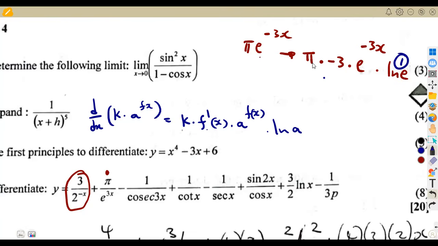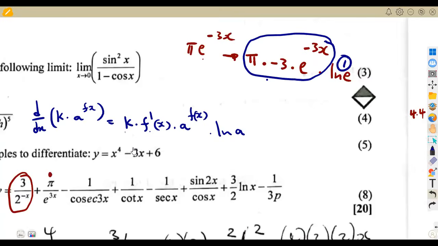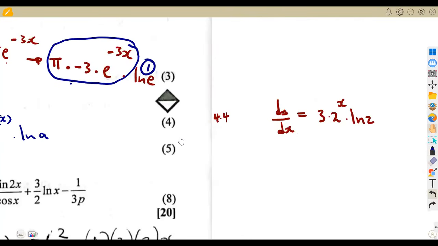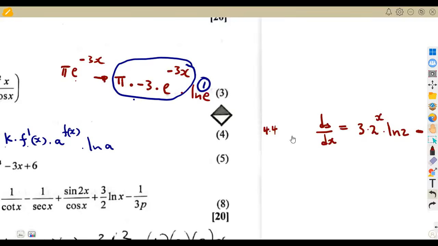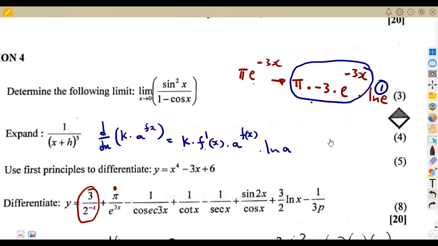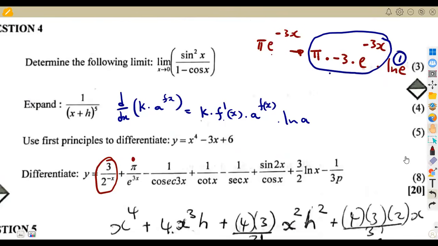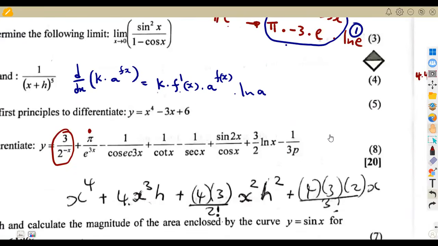So this was going to give us negative 3 pi e to the exponent of minus 3x, because ln e is equal to what? ln e is equal to 1. So the derivative of this whole part was going to be equal to negative 3 pi e to the exponent of minus 3x like this. Okay, let's move on to another one. We no longer have this. All right, so let's move on to another part.